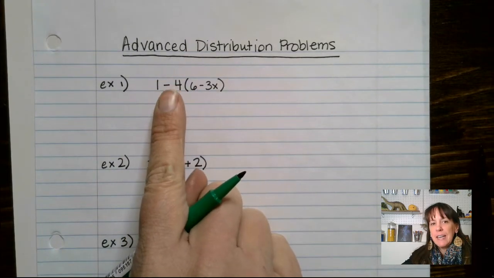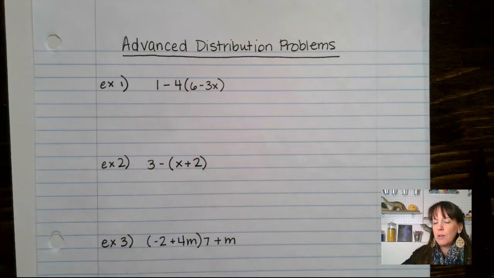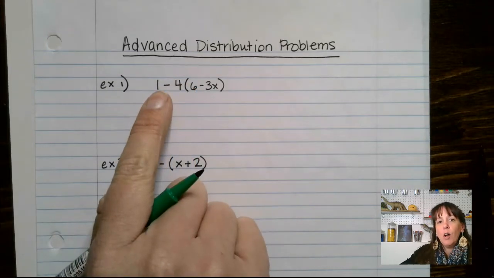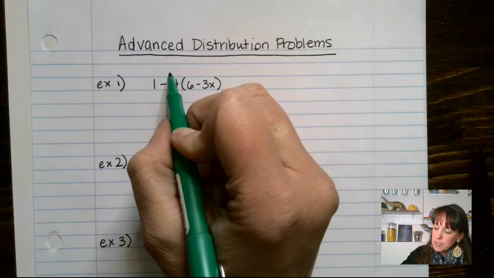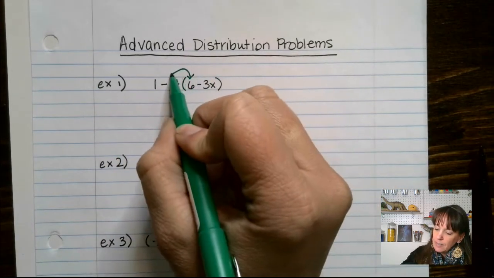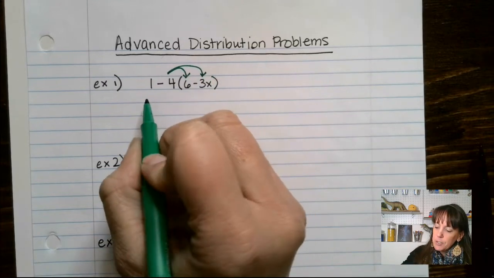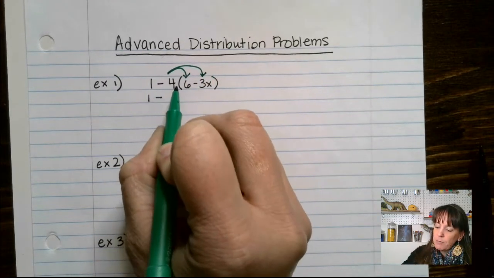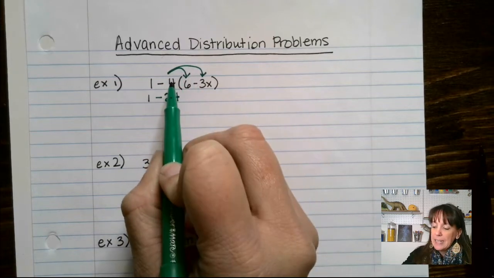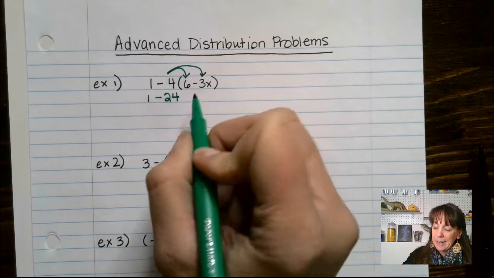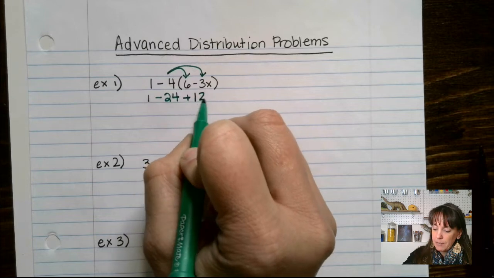Remember, if there is a negative in front here, we need to distribute that guy. But also a common mistake I see is kids go, oh, 1 minus 4, that's -3. You can't do that. You're going to have to distribute this guy first to here and to here. So we get 1 minus 4 times 6, which gives us 24. Negative 4 times negative 3x gives us positive 12x.